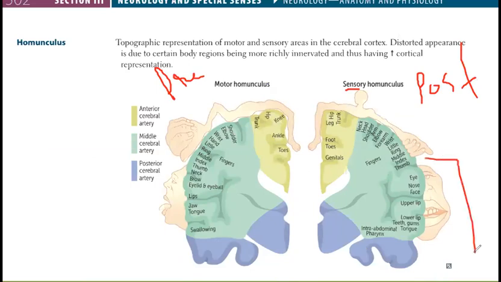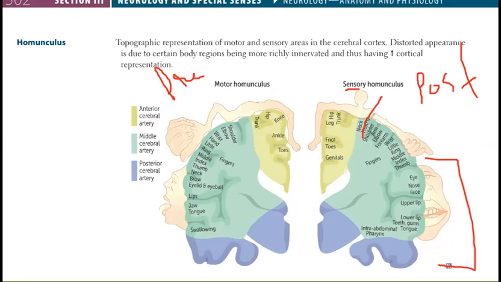This region is for your face: eyes, nose, face, upper lip, lower lip, teeth, gums, tongue, all of your face parts. And then this is your upper limb, up to here: your thumb, index finger, middle finger, ring finger, little finger, wrist, forearm, elbow, arm, shoulder. And then we have your head and neck.